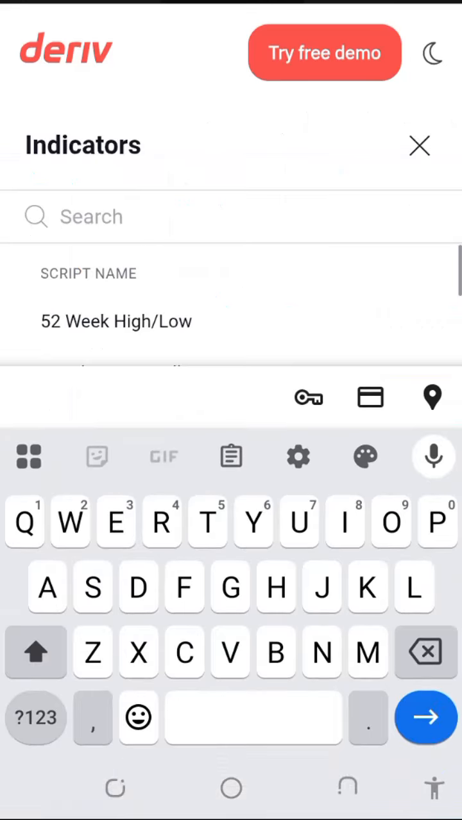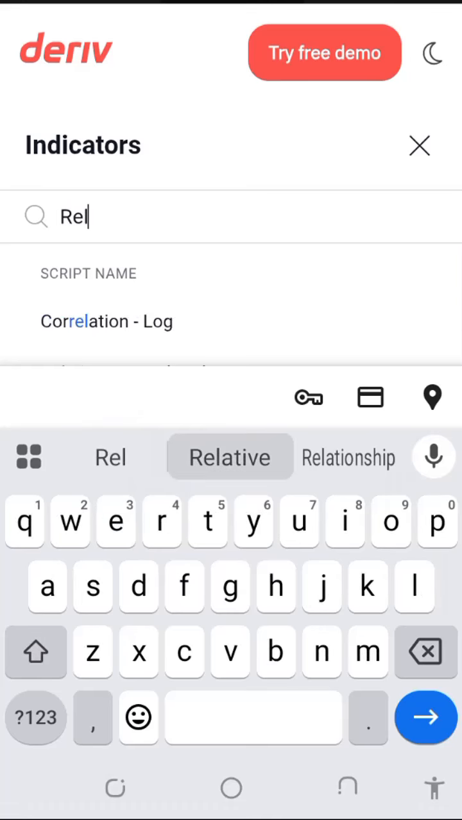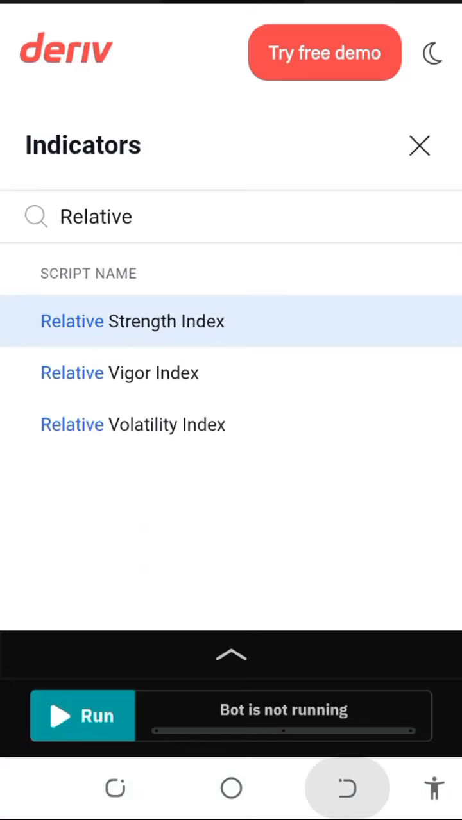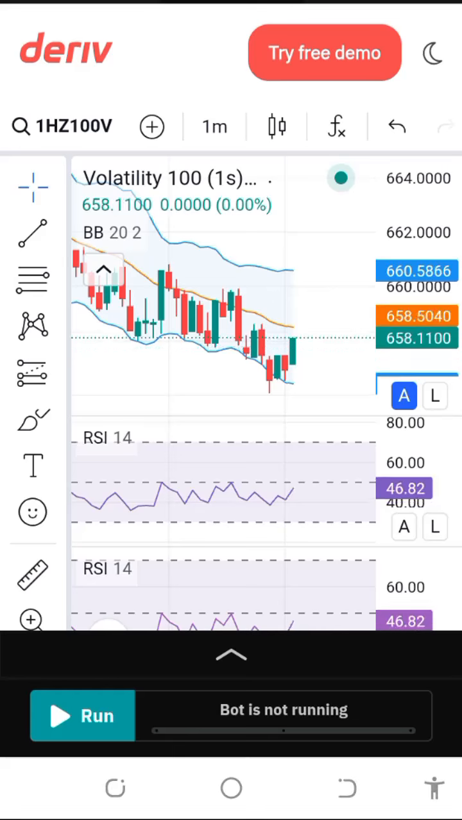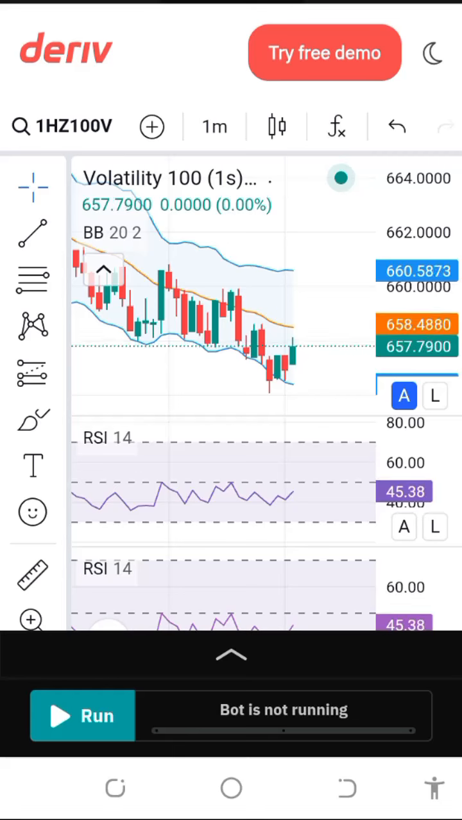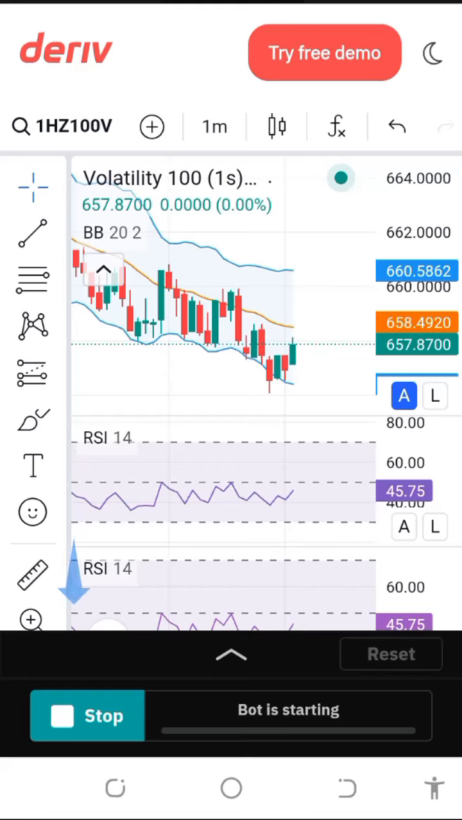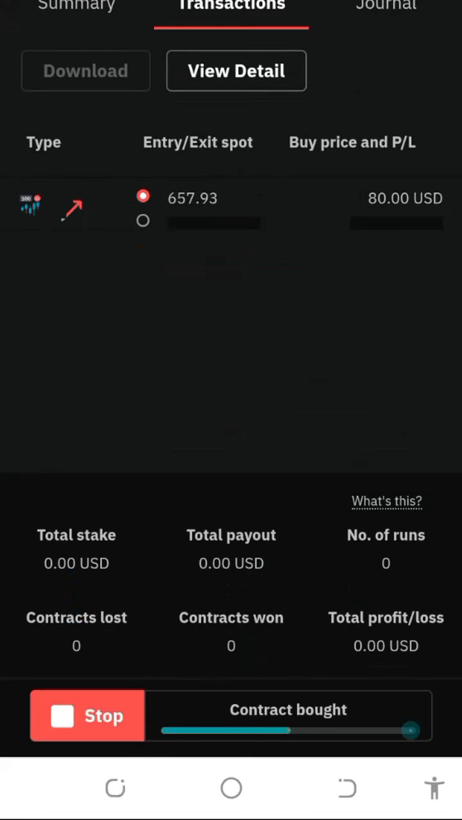Even the RSI, let me just put 2 RSI so that one can come above, so you can see it clearly, because this is mobile view. So you can see there, it's now showing us that the market is going up. We can even take a trade by just simply running the bot from here. Let's see. I've entered.